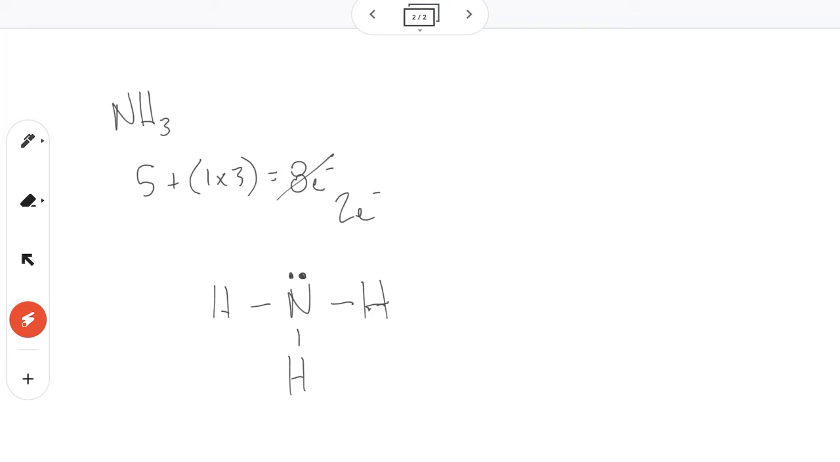The nitrogen needs 8, and it has 2, 4, 6, 8. Remember, each bond represents 2 electrons, and for the lone pair, each electron is actually physically represented in the diagram. So the nitrogen has 8 valence electrons, therefore a full valence shell. Therefore, this is my completed diagram for ammonia, NH3. Let's do one more example. That's a little bit more complex, but still not terrible, and that's going to be carbon dioxide, CO2.